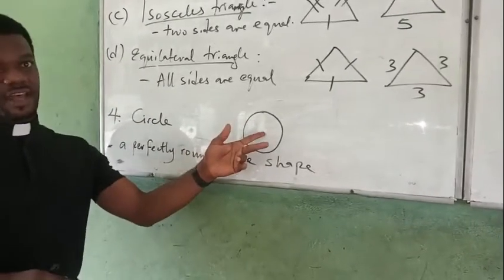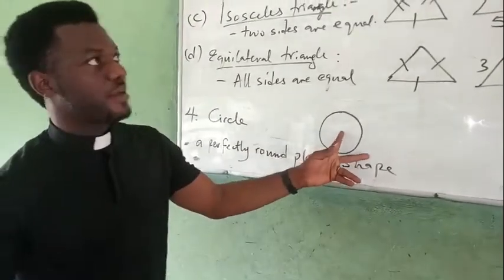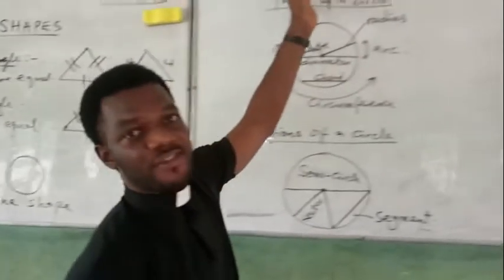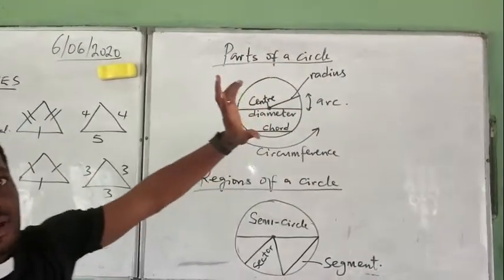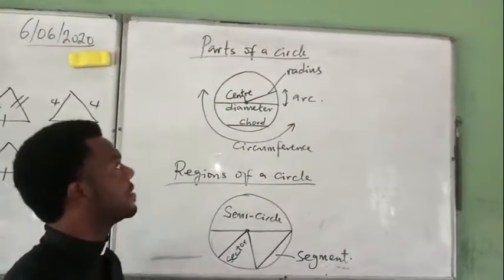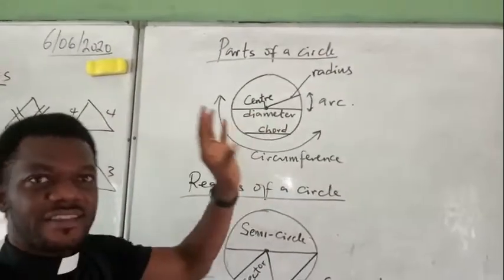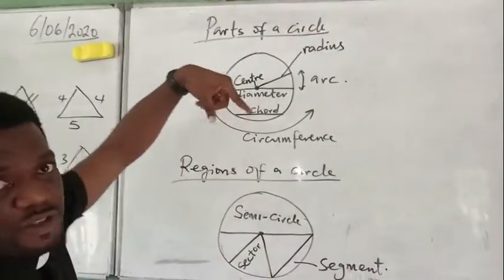So this is an instance, and in every circle we have the center of the circle. Now we have what we call the parts of a circle. Every circle has parts. There is the center of a circle. We call it the center. It's part of the circle.